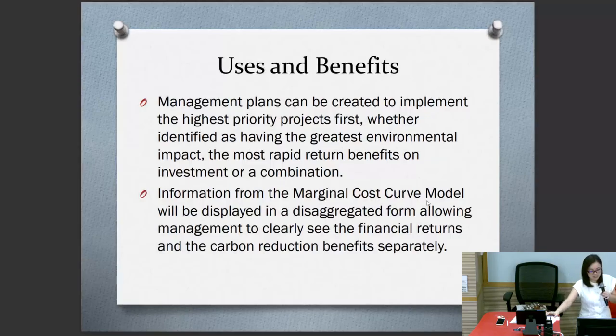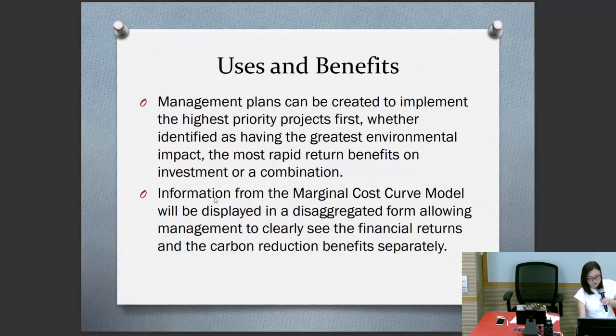So management plans can be created to implement the highest priority projects, which will be the projects on the left-hand side. Okay, so we will implement the projects on the left-hand side first, whether identified as having the greatest environmental impacts, the most rapid return benefits on the investment, or a combination. So we can study whether you want to utilize the most cost-effective projects or the projects that can give you much carbon reductions, or a combination.